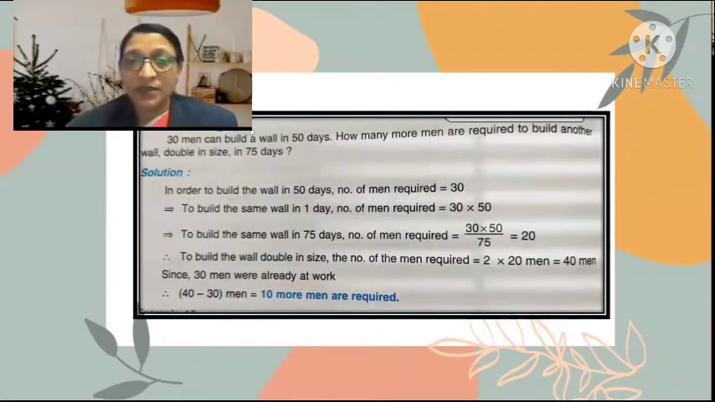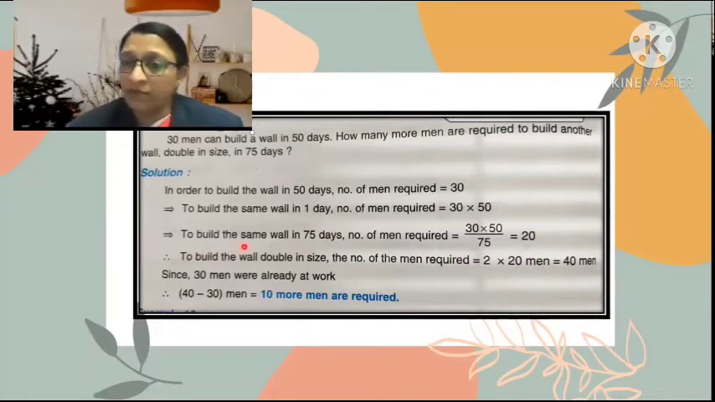Solve example. 30 men can build a wall in 50 days. How many more men are required to build another wall double in size in 75 days? In the example, it is given that to build a wall in 50 days, the number of men required is 30. So, to build the same wall in one day, the number of men required is 30 into 50. From this one day value, we can calculate the 75 days value.